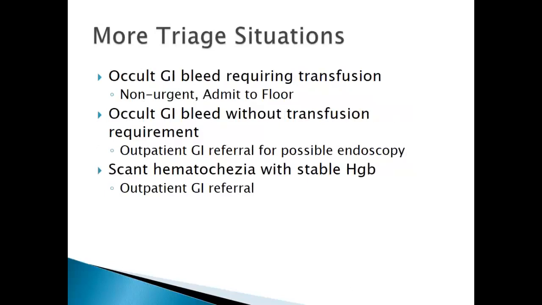Other triage situations that we see pretty commonly, I wanted to review. If you have an occult bleed, so FOBT positive stool or iron deficiency anemia, and they're requiring transfusion, they go to the floor. Occult bleed without transfusion requirement, those are generally ones that you can say, well, we'll just have them see GI and follow up. Or if they have scant hematochezia and a stable hemoglobin, those can be referred as an outpatient, because they're not going to keep this patient in the hospital, and it's not urgent to find the source unless they're requiring transfusions.